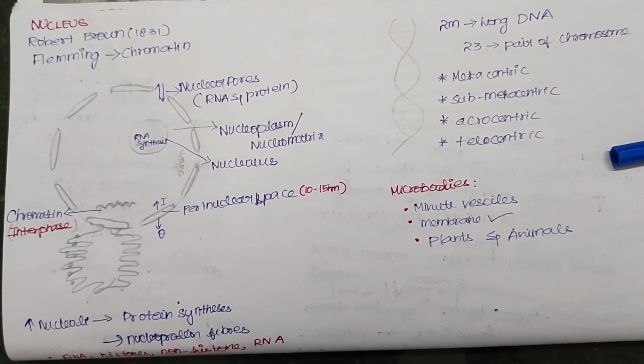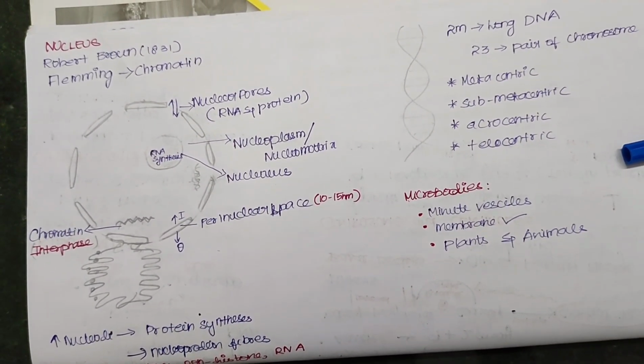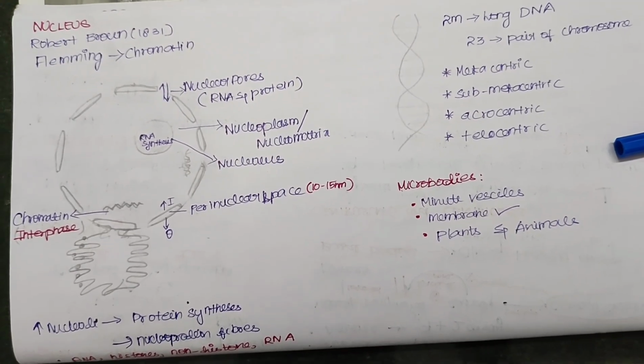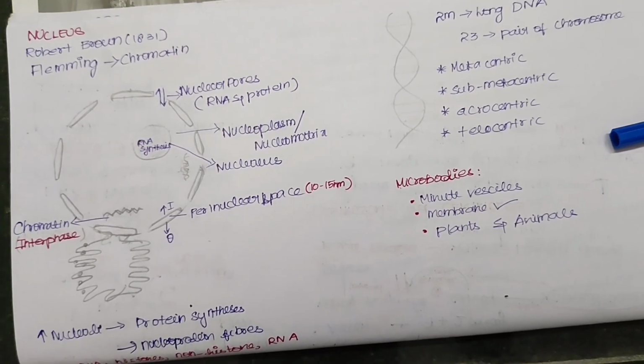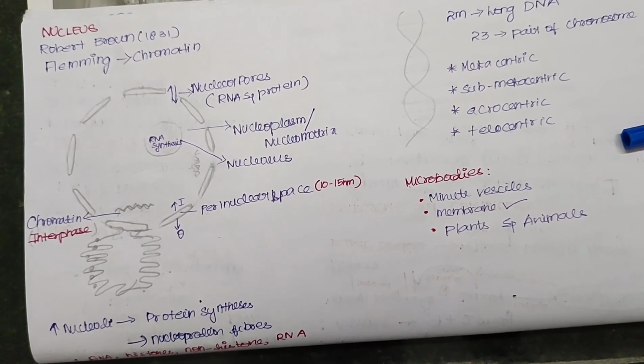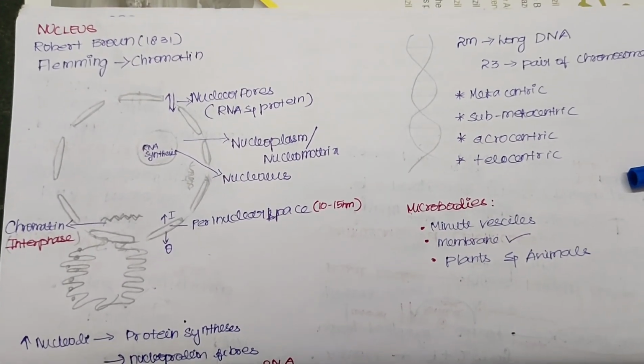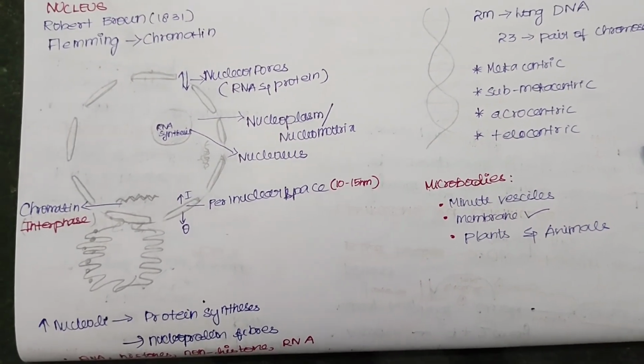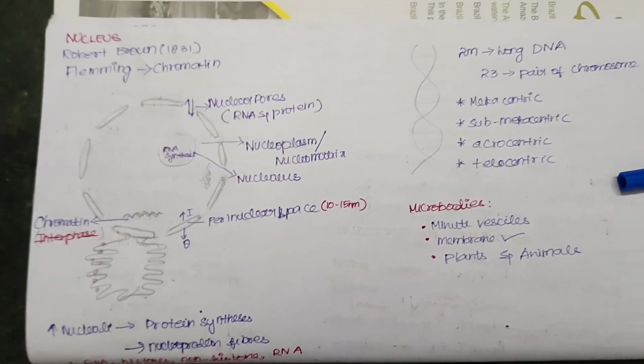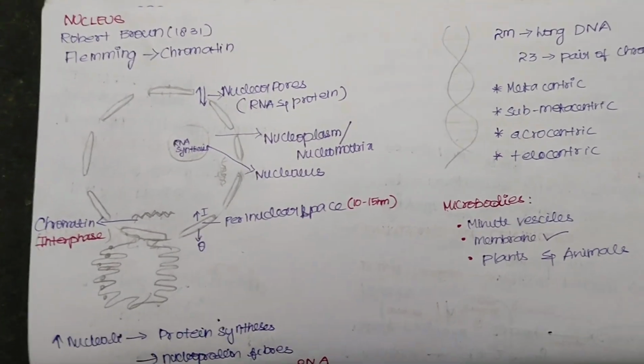So we have discussed most of the organelles in the eukaryotic cell, like endoplasmic reticulum, mitochondria, plastids, ribosome, vacuoles, lysosome. Now we are talking about the last and the most important one, which is nothing but the nucleus. Now let's get into the video.